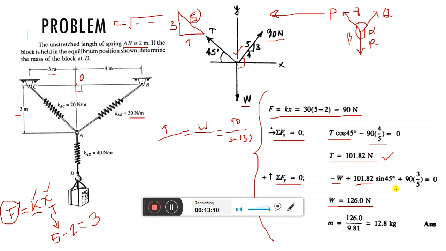So what you have to find out? You need to find out the mass of the block. Once weight is known, we know weight is equal to mg. So if you divide this value with g, that means 9.81 acceleration due to gravity, then you will get the mass. So you divide it by 9.81, you will get 12.8 kg. This is the mass, and this is the required answer.